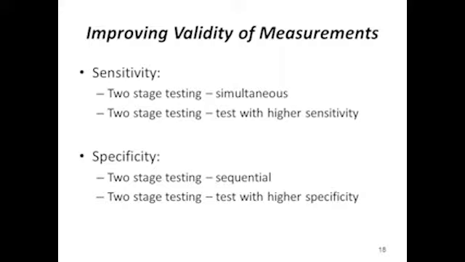Now, how do we increase specificity? We do two-stage testing, but the two-stage testing is sequential. Or the second test has a higher specificity. Now, I'll first explain the sequential testing. In sequential testing, what we do is that we first apply a test, and then all those who turn out positive, we apply another second screening opportunity. This has the effect of increasing specificity of the test. And I'll do a demonstration to illustrate this.